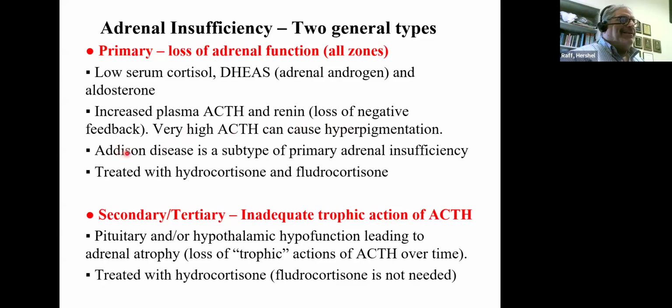Now, Addison disease, first described by Thomas Addison in London in the 1850s, is a subtype of primary adrenal insufficiency. And it certainly shouldn't be used to define secondary adrenal insufficiency. But there are actually some forms of primary adrenal insufficiency that are not Addison disease. They're not synonyms. And obviously, if you're losing all the zones, you have to be treated with both hydrocortisone, which is cortisol, and fludrocortisone, which is the mineralocorticoid agonist.